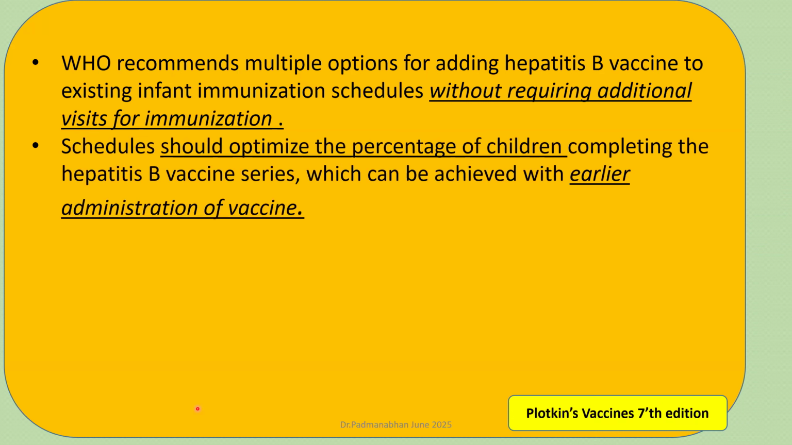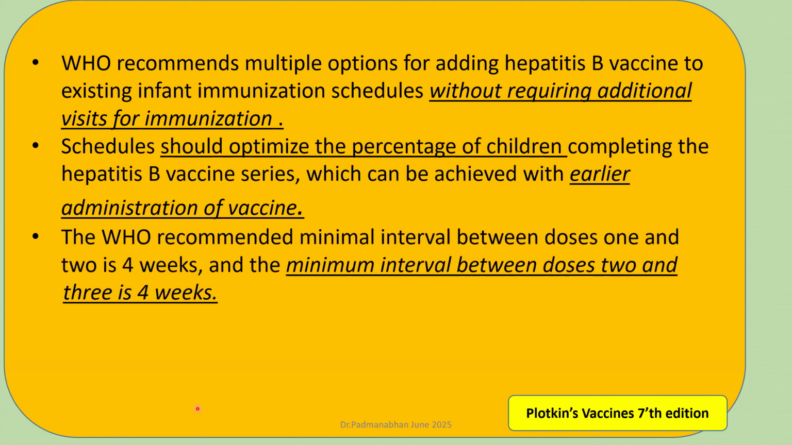WHO recommends multiple options for adding hepatitis B vaccine to existing infant immunization schedule without requiring additional visits for immunization. Schedules should optimize the percentage of children completing the hepatitis B vaccine series, which can be achieved with earlier administration of vaccine. The WHO recommended minimal interval between doses 1 and 2 is 4 weeks, and the minimum interval between doses 2 and 3 is 4 weeks.